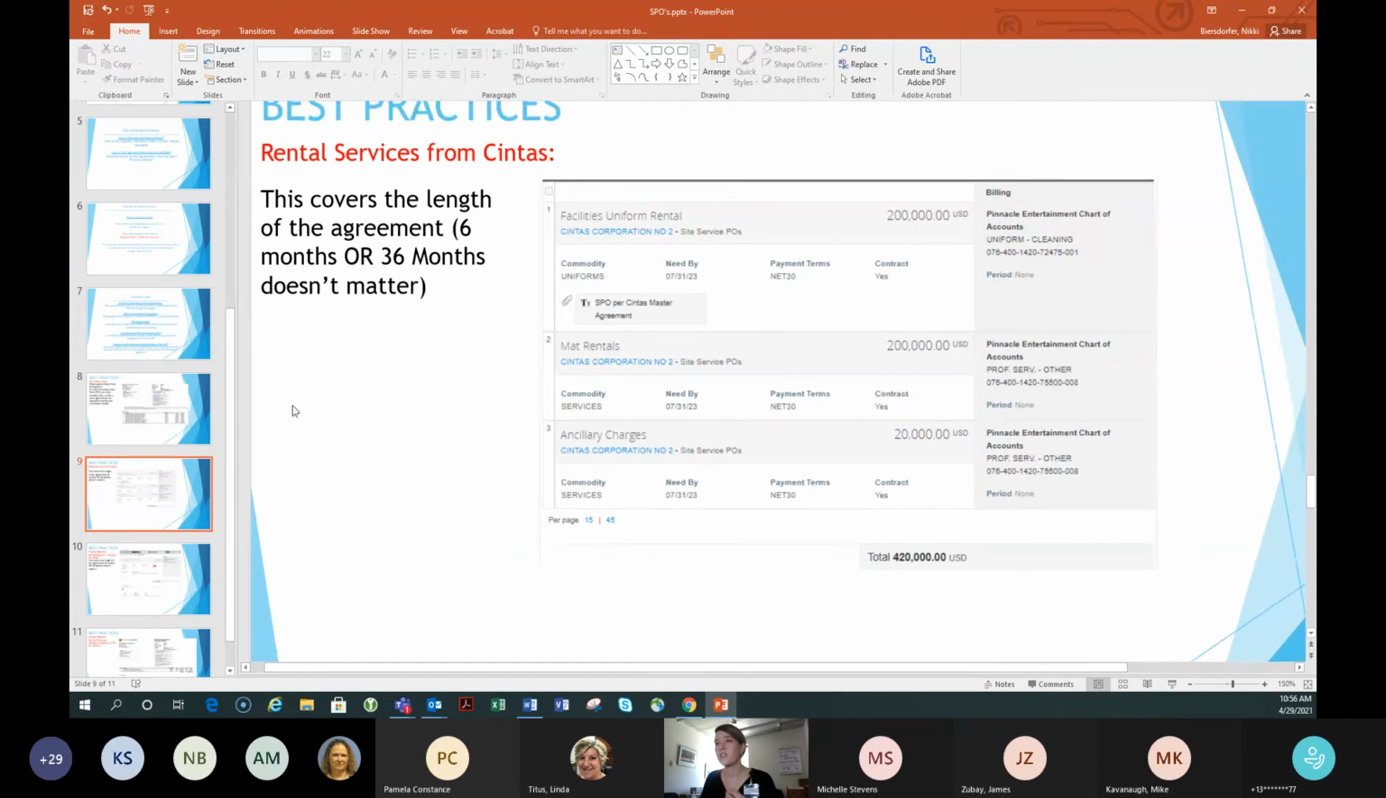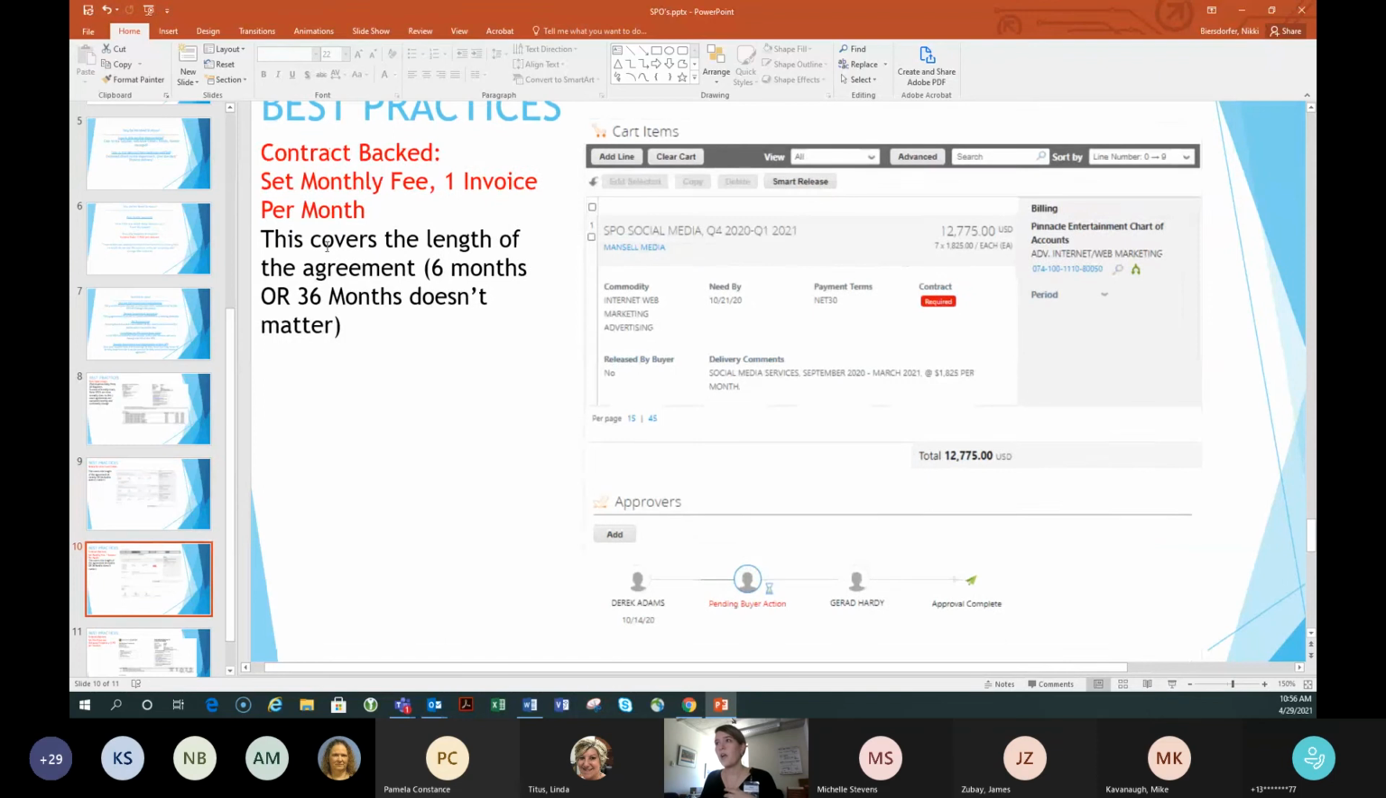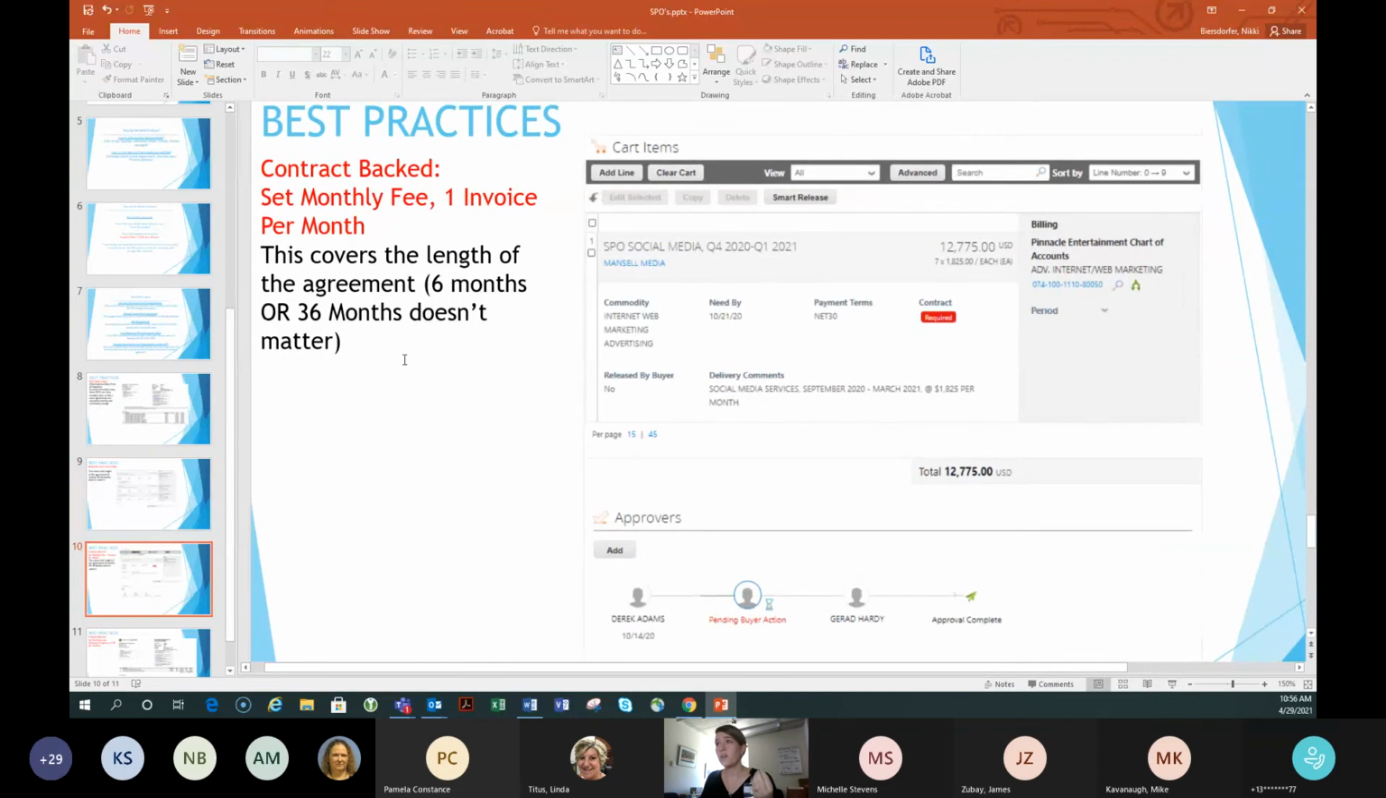This is a best practice for Cintas POs. We have a best practice for our contract back, where there is a set monthly fee and one invoice per month. This is what it should look like. Okay. Again, it doesn't matter how long the agreement is, the PO should cover the length of the agreement.